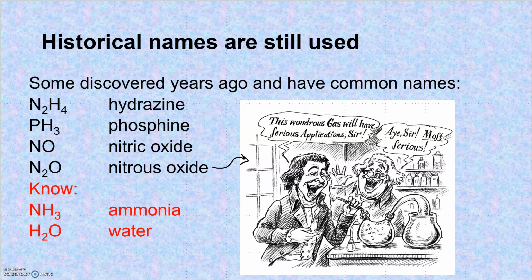We don't expect you to know these historical names except for 2. We want you to know that H2O is water, or you could say dihydrogen monoxide, and the other one is ammonia. We'd like you to know that ammonia is NH3, and that would be nitrogen. I don't use the mono because it's the first one, so it's just nitrogen trihydride.